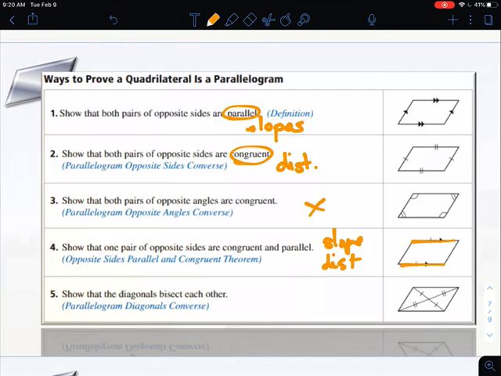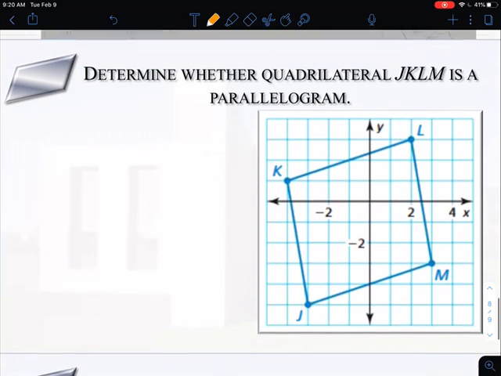So for 2 sides, like this top side and bottom side, I would have to do the distance formula to show congruence. I'd have to do slope to show parallel. Or I can show the diagonals bisect each other. So these 2 diagonals bisect each other using the midpoint. So I can show that they bisect using midpoint on each of the diagonals and then call it good.